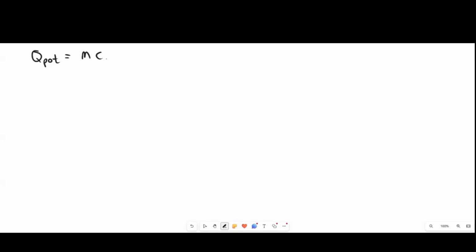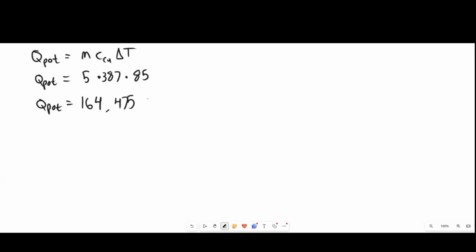So we have m, specific heat of copper, delta T for copper. So the mass of the copper pot was 5 kilograms. The specific heat for copper was 387. And the delta T, we'll assume that the water in the copper pot started and ended at the same temperature. And so this would be 85. So the heat transfer for the copper pot, Q, will be 164,475 joules.